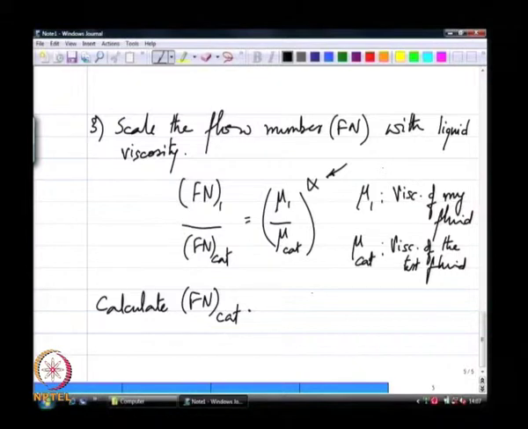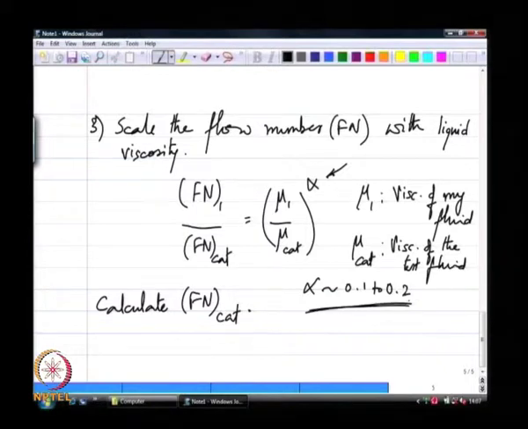So even though the axial velocity remains the same, the film is thicker, and you get a slightly higher flow rate. So this number alpha is on the order of about 0.1 to 0.2 typically. It is a positive number, it is not a negative scaling with mu. For the same delta P, if the viscosity goes up, the flow rate goes up slightly.